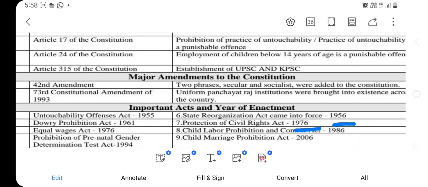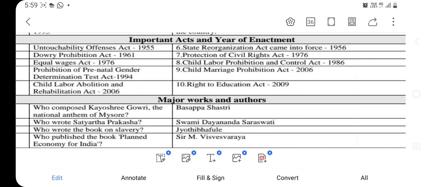Here, the Untouchability Offence Act was in force at that time. After that, it was renamed the Protection of Civil Rights Act, changed in 1976. Child Labor, as I already said, the Child Labor Prohibition and Regulation Act came in 1986. Child Marriage Prohibition Act 2006. These are the important acts and years of enactment. Now, major works and authors.